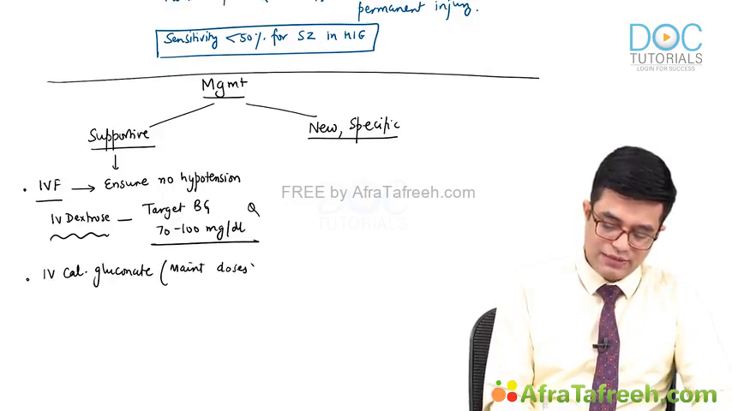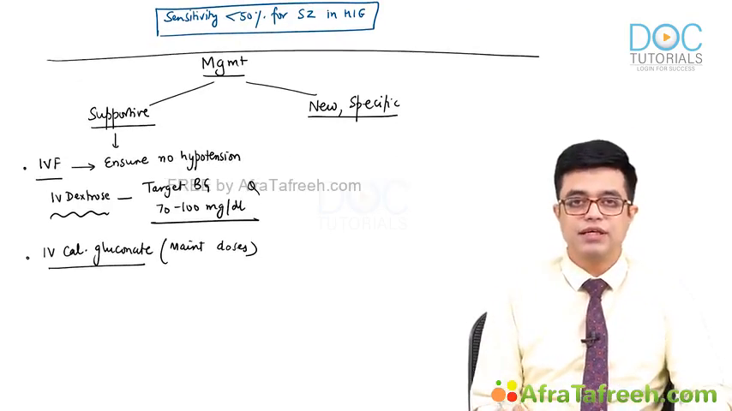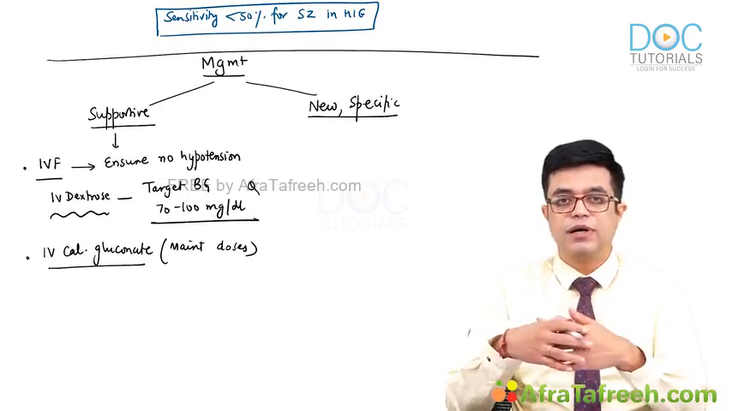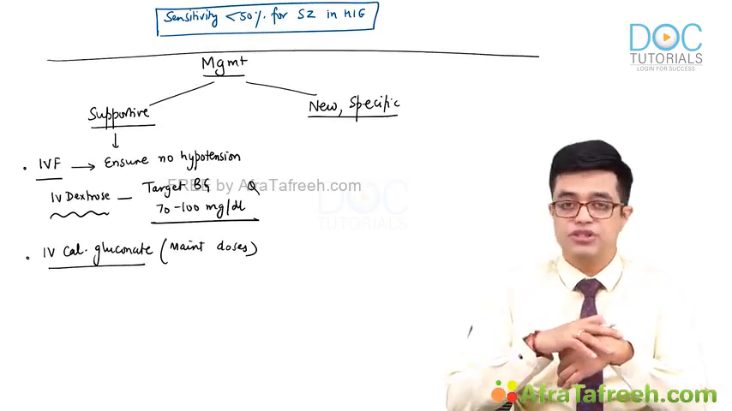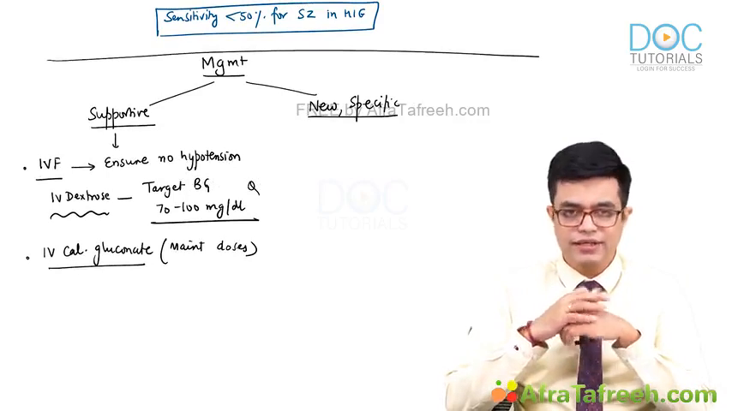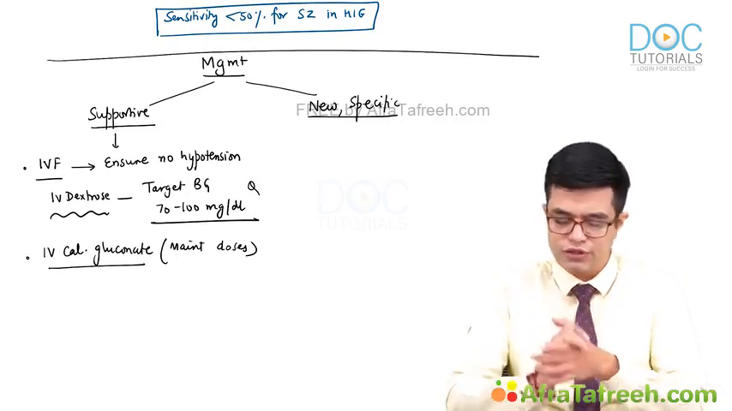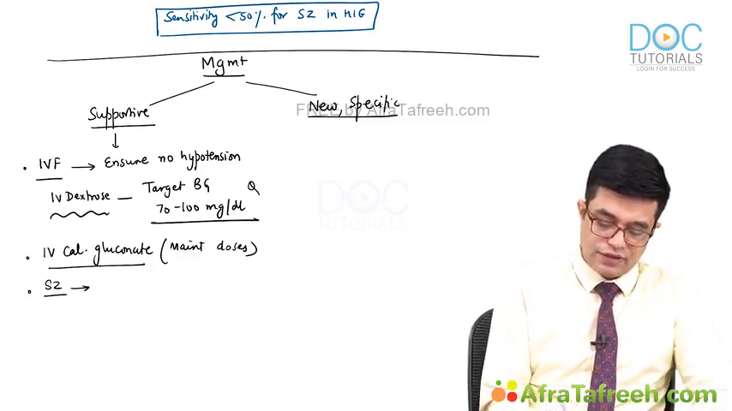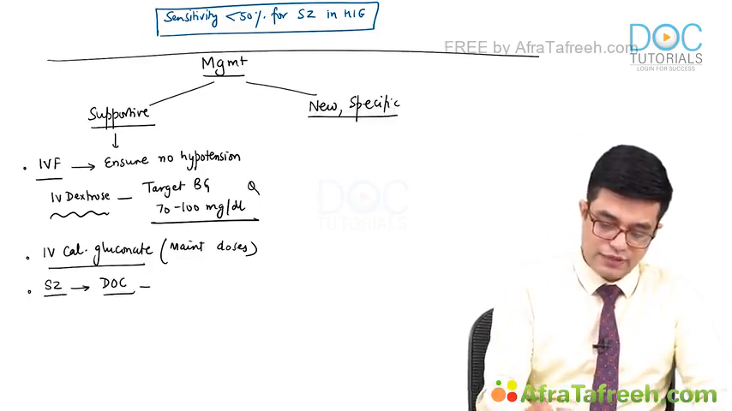Chances of hypocalcemia are very frequent, and hypocalcemia can further irritate the hypoxic irritated neurons and result in severe seizures. So, IV calcium gluconate in maintenance doses is added in most of these individuals. Thirdly, for the case of seizures, the drug of choice is always phenobarbital.